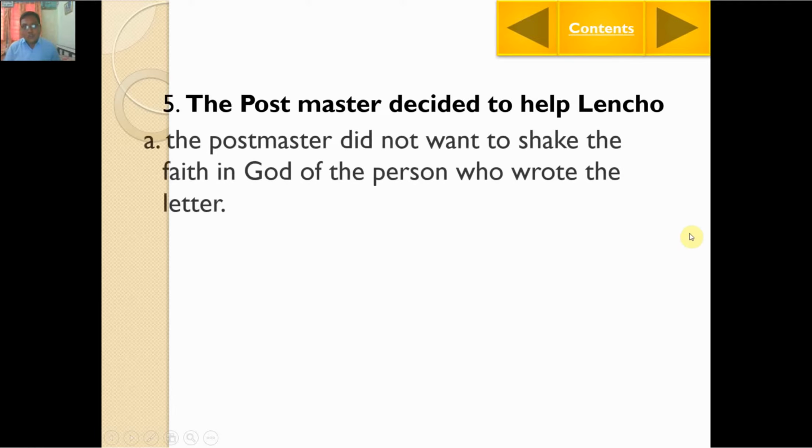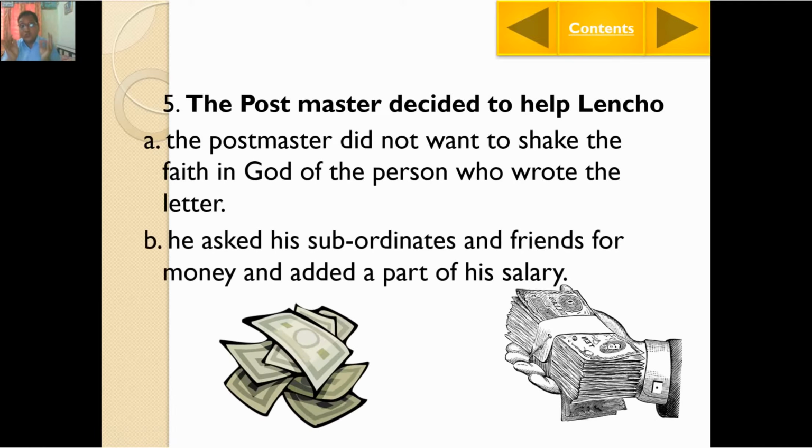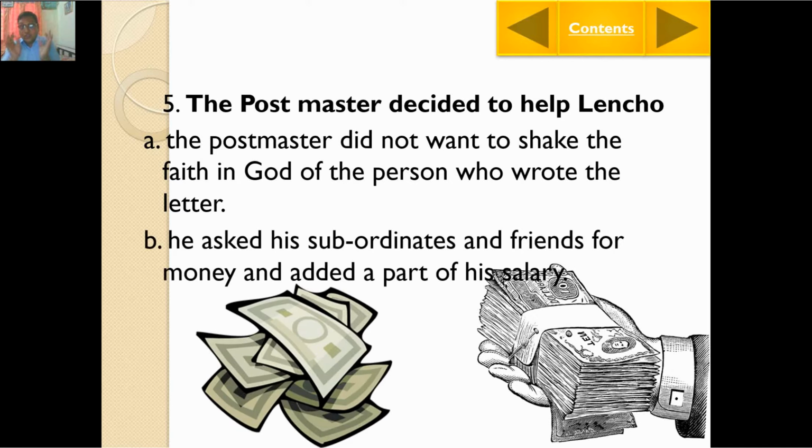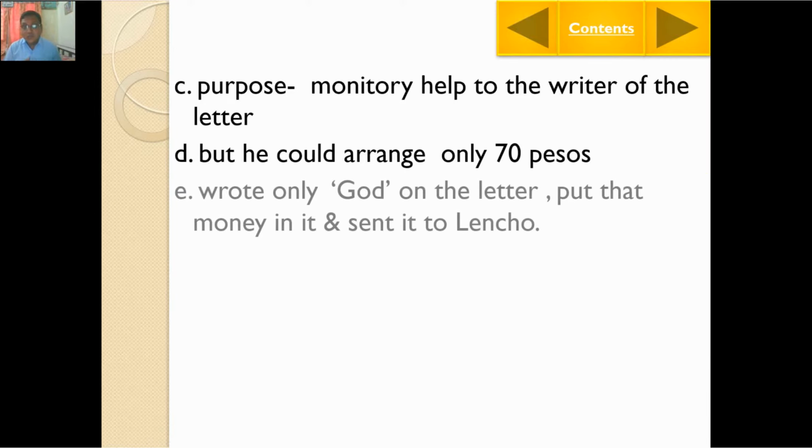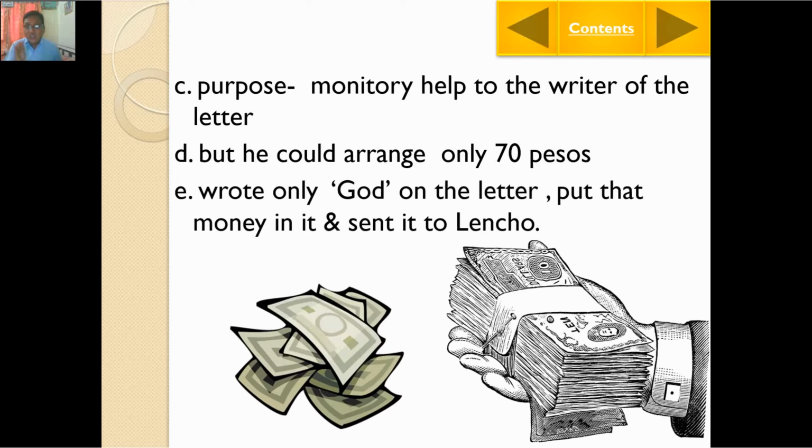Point 5, the postmaster decided to help Lencho. The postmaster did not want Lencho to forget God. The postmaster decided to help Lencho. He did not want to shake the faith in God of the person who wrote the letter. He asked his subordinates and friends for money and added a part of his salary. The simple purpose was monetary help to the writer of the letter, but he could arrange only 70 pesos. He wrote only God on the envelope, put that money in it, and sent it to Lencho.